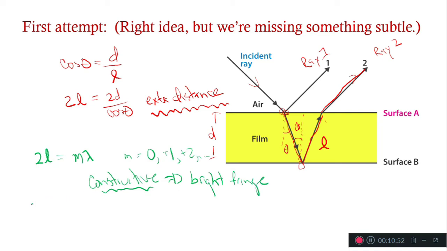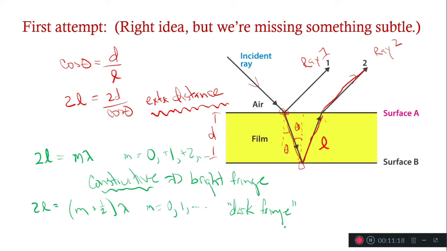And then likewise, if we had 2L, the extra path length difference, equal to (m plus 1/2) lambda, where m again equals 0, 1, 2, and so on, we would have a dark fringe. So this would be important for monochromatic light. If you shine white light on a thin film, most of the things are going to be dark fringes. All you really notice is the partial constructive.